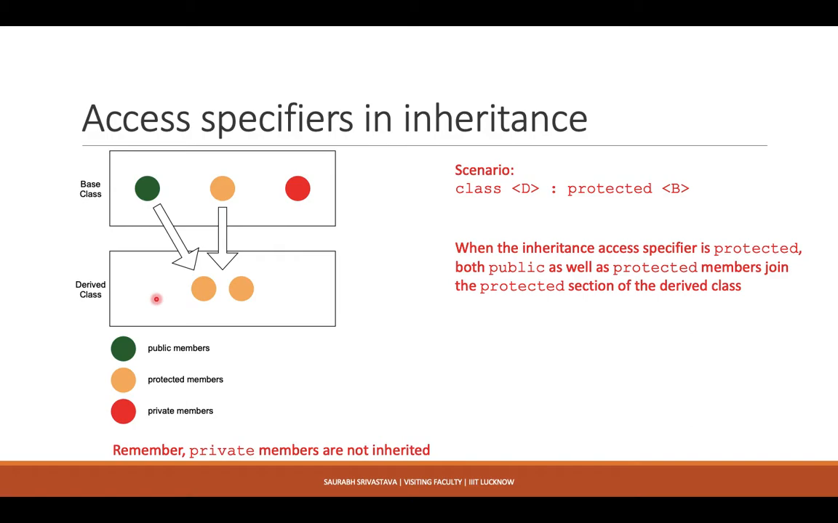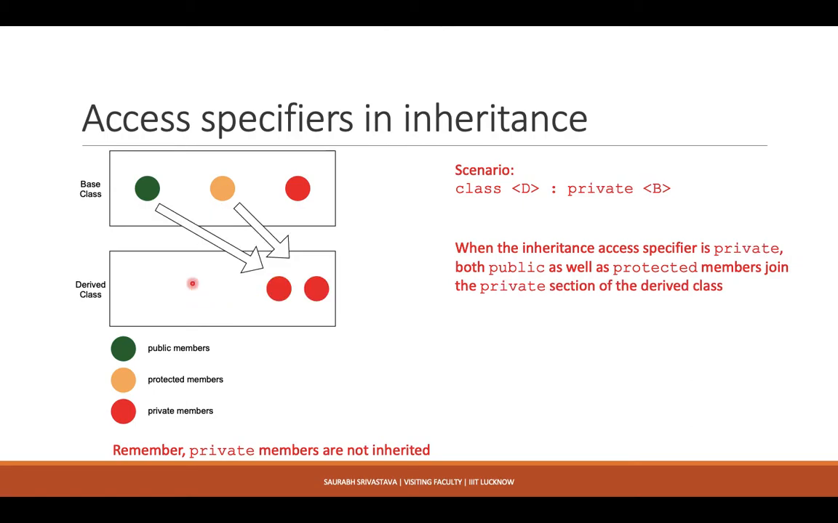If you make that access specifier protected, then these public members of the base class are no longer accessible to the outside world using the objects of a derived class. So basically, I have in some ways upgraded the public members to become protected. And similarly, if I make this access specifier private, whatever gets inherited, whether it is public or protected, goes into the private section of this class.